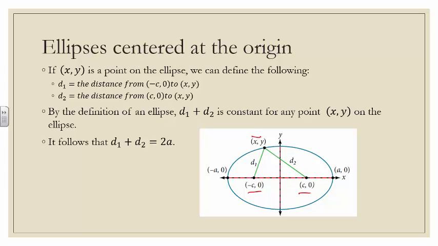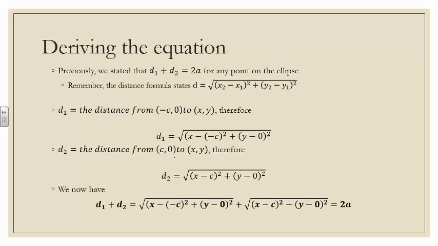By the definition of an ellipse, d1 plus d2 is constant for any point x, y on the ellipse. It follows from our previous slide, where we talked about the distance of the focus points to the vertex equaling 2a, that any other two arbitrary distances, d1 and d2, will also equal 2a. Previously, we stated d1 plus d2 equals 2a for any point on the ellipse.